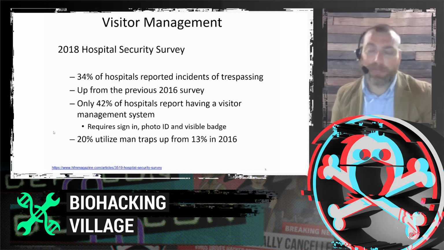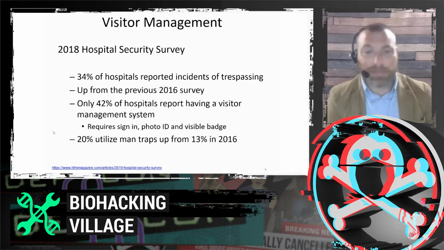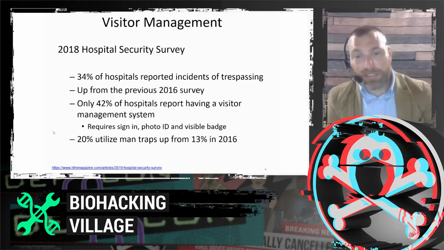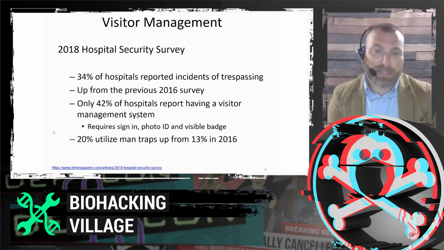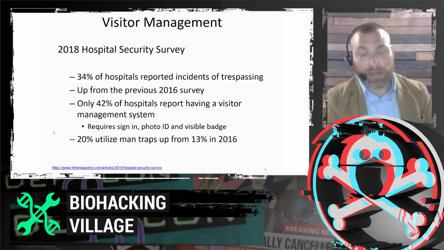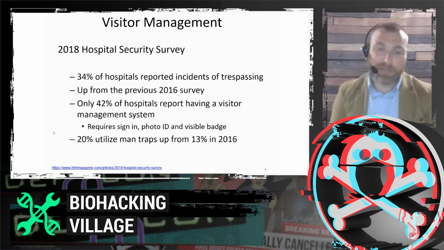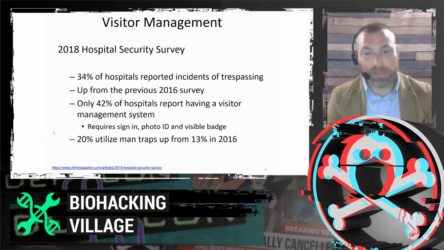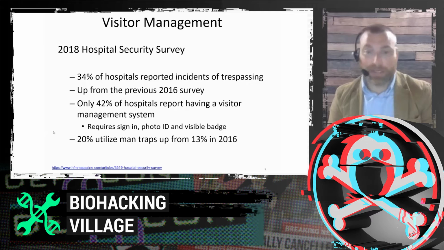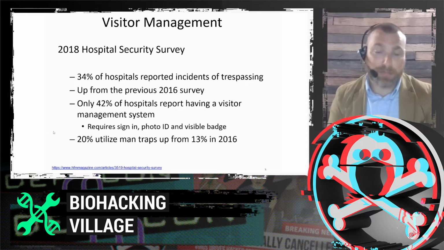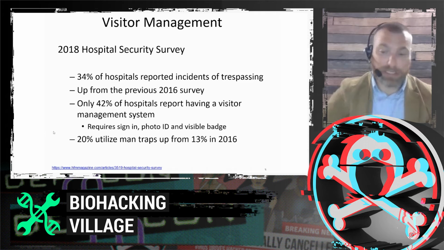And only 42% of hospitals did report having a visitor management system. Now, what the study defined as a visitor management system required a visitor to sign in, have photo ID, and a visible badge while walking around. So if a hospital had 2 of those, but not 3, they didn't technically meet the criteria. So that 42% is of the reporting hospitals that had all 3. And 20% of the hospitals actually had some sort of physical man trap that stopped individuals from coming in physically before entering the rest of the hospital.